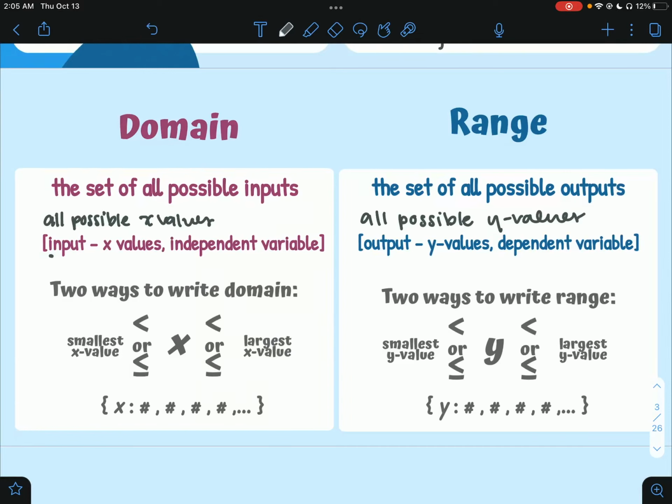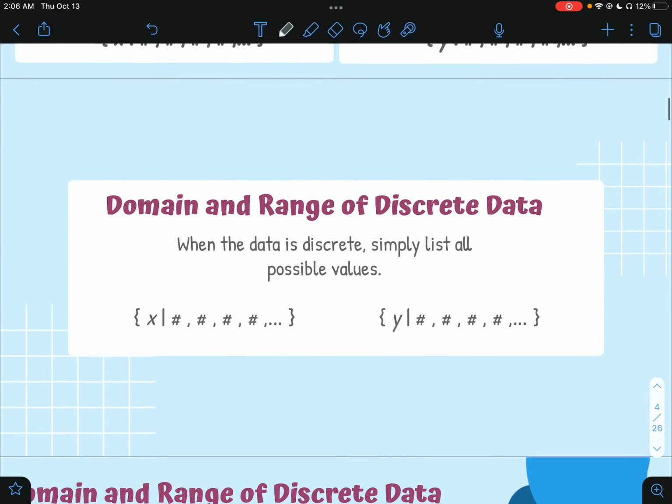Now, with domain and range, we're going to look at a couple of different forms, or domain and range in a couple of different settings. Our first one would be domain and range of discrete data. And this one's kind of the easiest. It's really cut and dry.